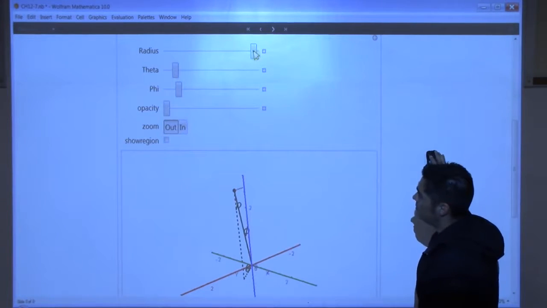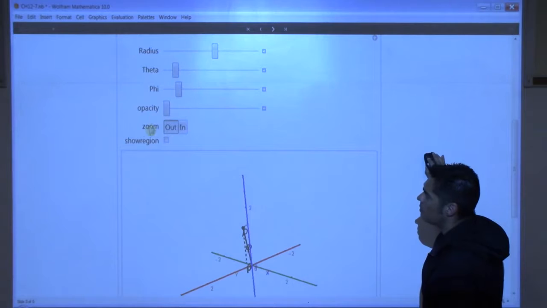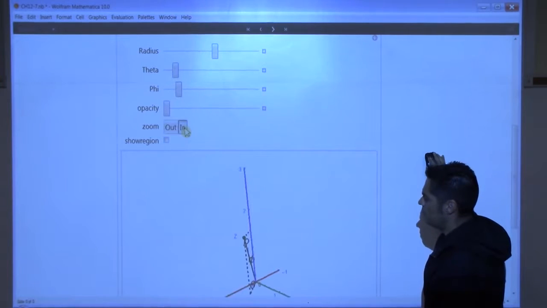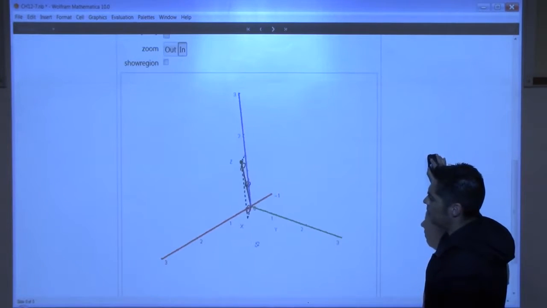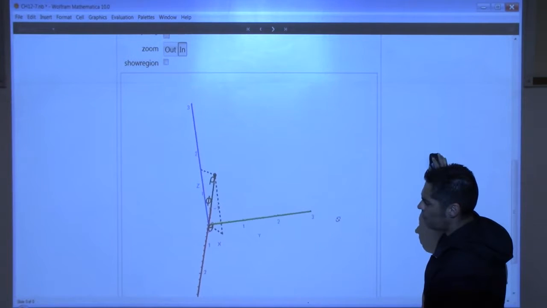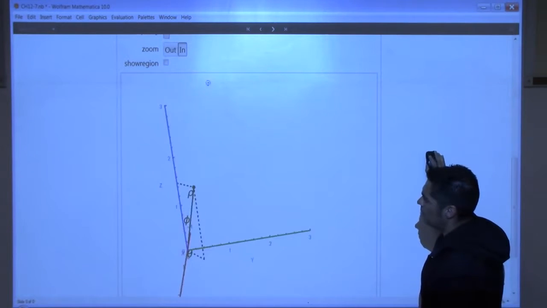So I can decrease this. Let me try and zoom in, see if you can see this a little better. It might be a little bit easier to see there. Come at it from this side.